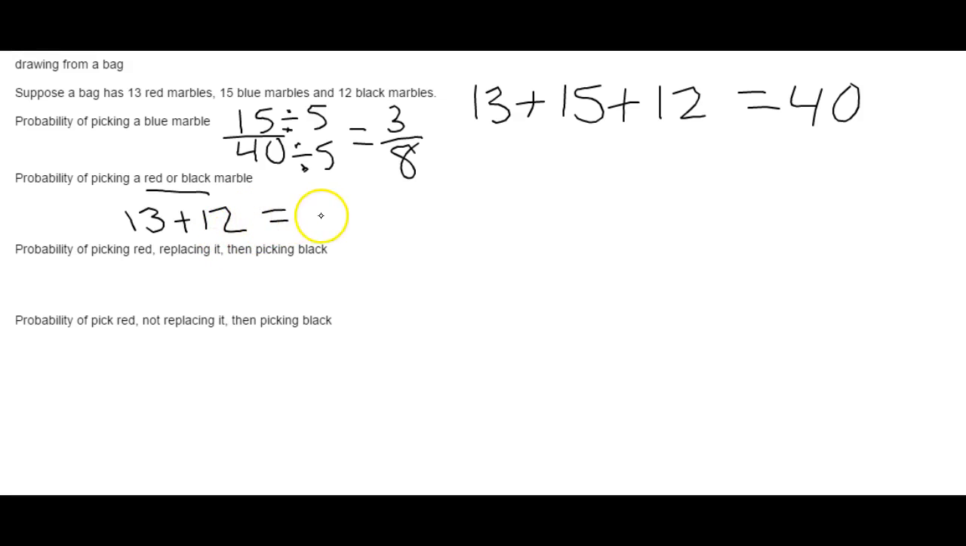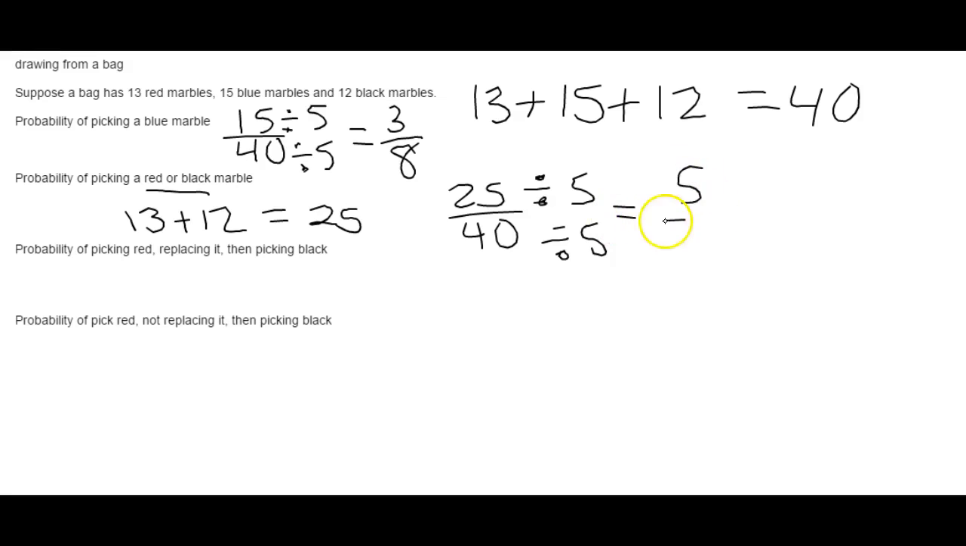13 plus 12 is 25. And then we can use that to find our probability. We have 25 ways out of 40. It doesn't matter if I pick red or if I pick black, so we can just add them all together. This will also reduce. It can also divide by 5, which is 5 out of 8.